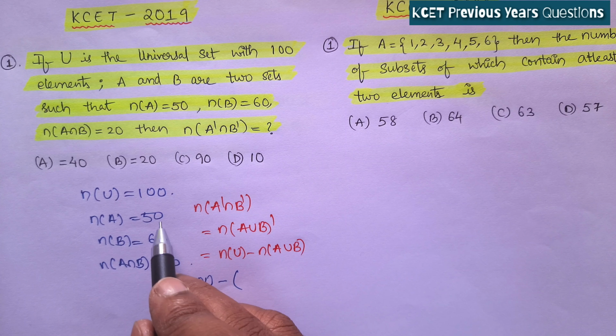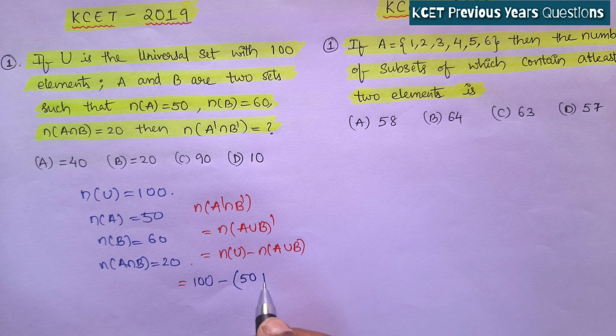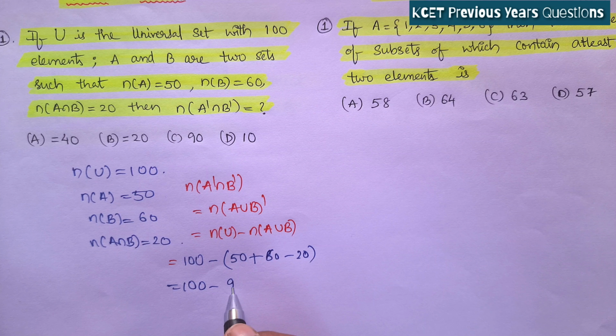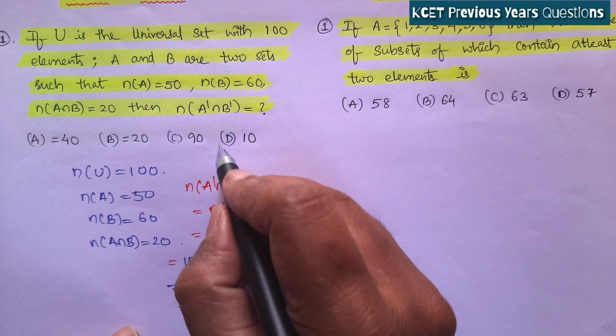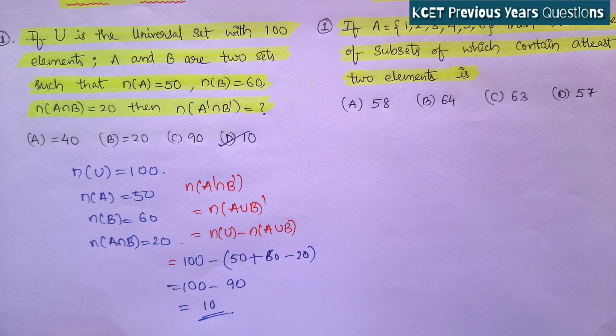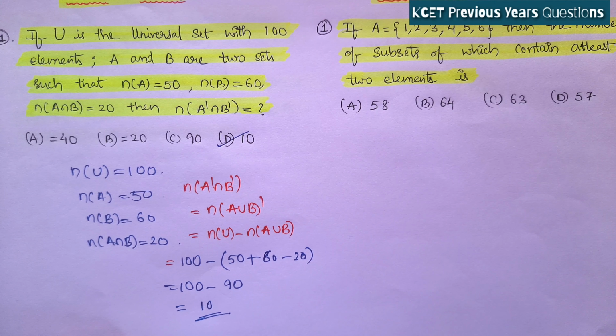How do we find out A union B? n of A, that is 50, plus n of B, that is 60, minus 20. Okay, so 100 minus (50 plus 60), 110 minus 20 is 90. So 100 minus 90 gives 10. So see how simple it is. That's why don't miss to score these types of questions within 30 seconds.